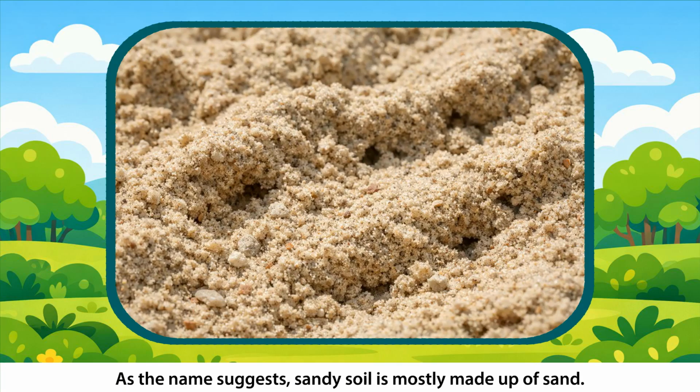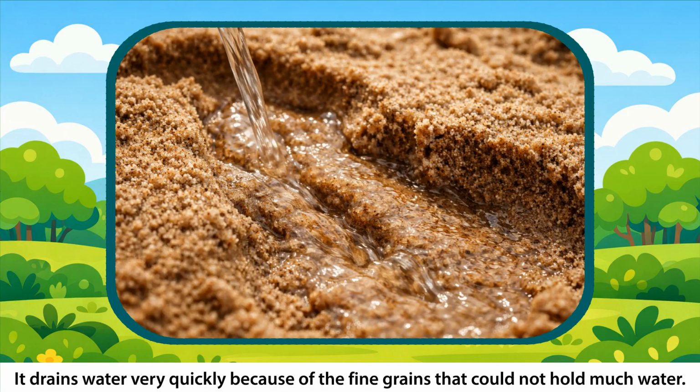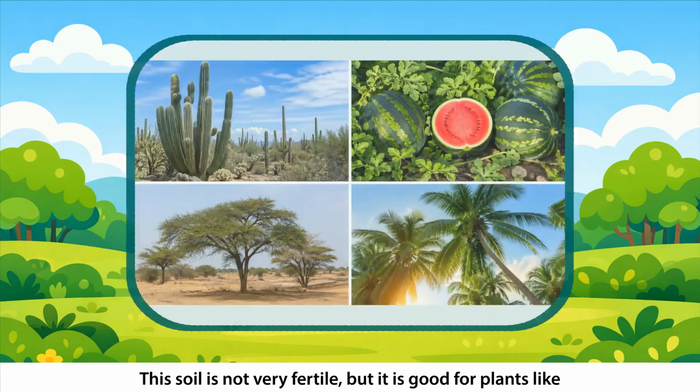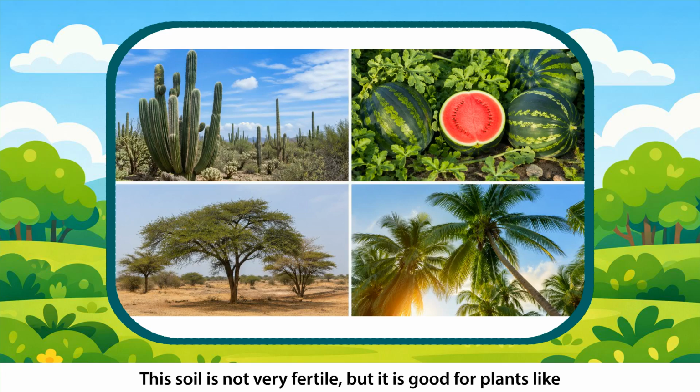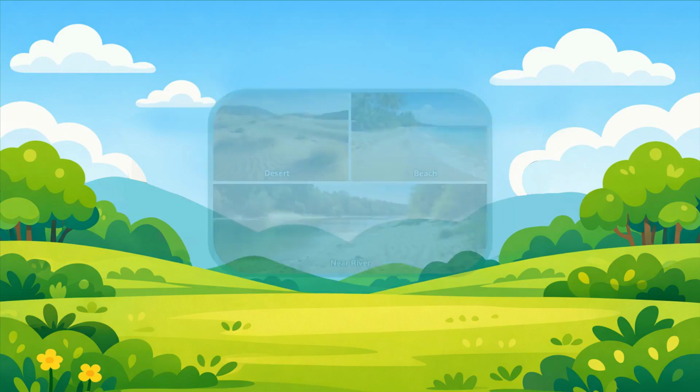Sandy soil. As the name suggests, sandy soil is mostly made up of sand. This type of soil is rough, very loose, and has large spaces between the particles. It drains water very quickly because the coarse grains cannot hold much water. This soil is not very fertile, but it is good for plants like cacti, watermelons, babool, and palm trees. Sandy soil is usually found in deserts, beaches, and near rivers.